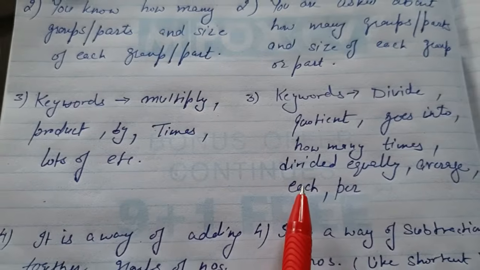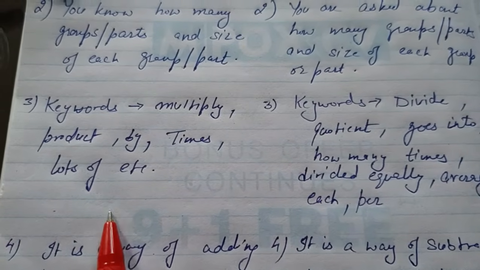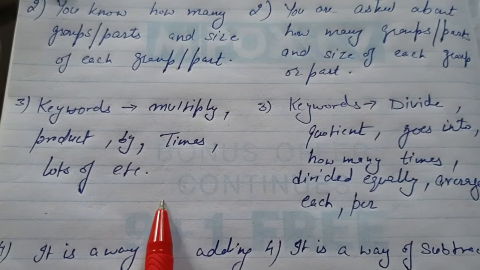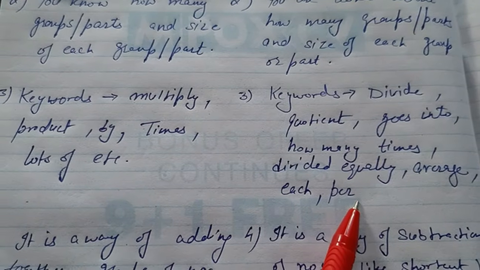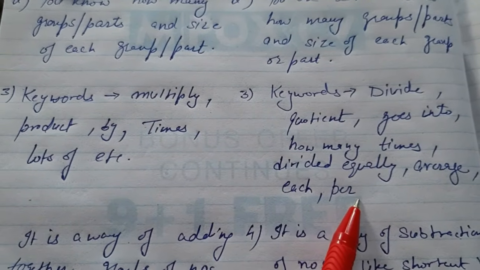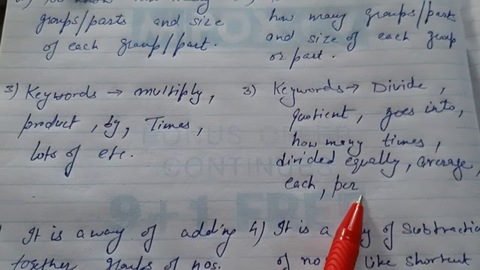Clear? So basically what we have to do is find the total in a multiplication problem, and in a division problem we have to find out what each person is getting. Clear?